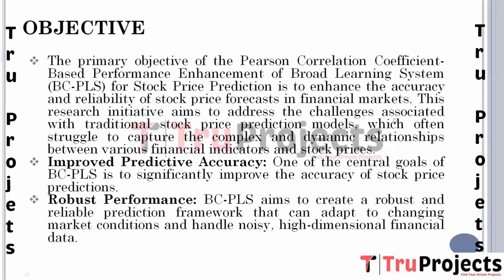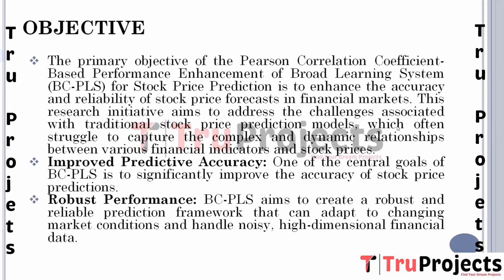Now coming to the objective part, the objective of this project is to harness the power of the Pearson Correlation Coefficient to enhance the performance of the Broad Learning System for stock price prediction. By doing so, it aims to provide accurate, robust and interpretable predictions that empower individuals and organizations to make informed financial decisions in the dynamic and competitive world of stock markets.